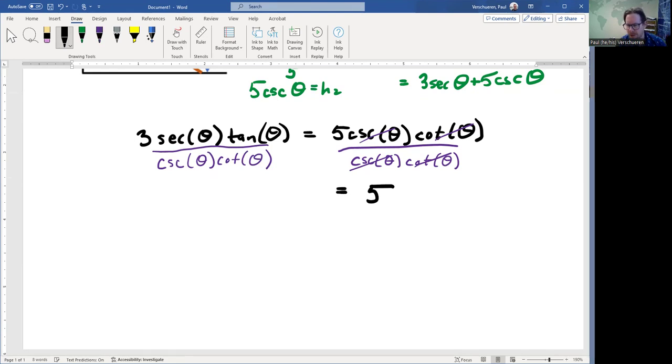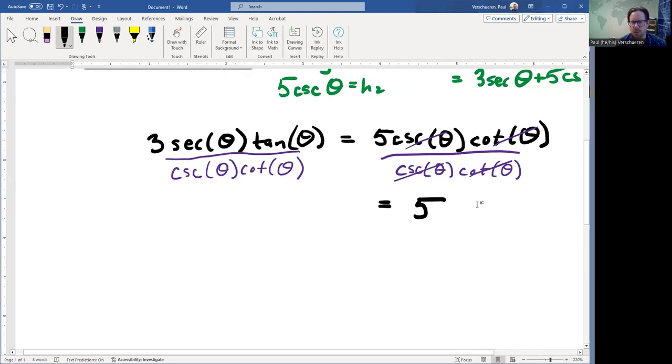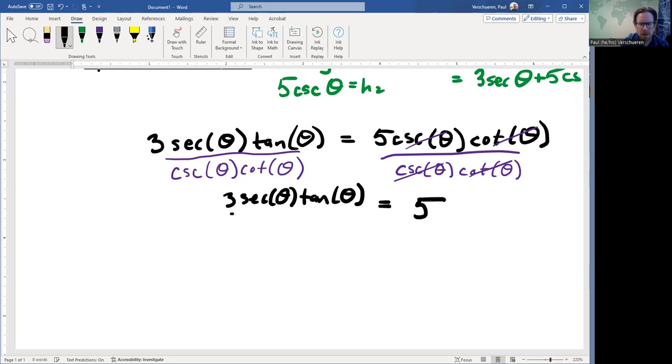Now I'm going to zoom in on the left side because I'm about to do a lot and I'm going to erase and stuff. I tried to do a handwritten version of this, but there were so many steps that it seemed difficult to read. So I'm going to rewrite this exactly as we see it: 3 secant theta tangent theta all over cosecant of theta times the cotangent of theta.